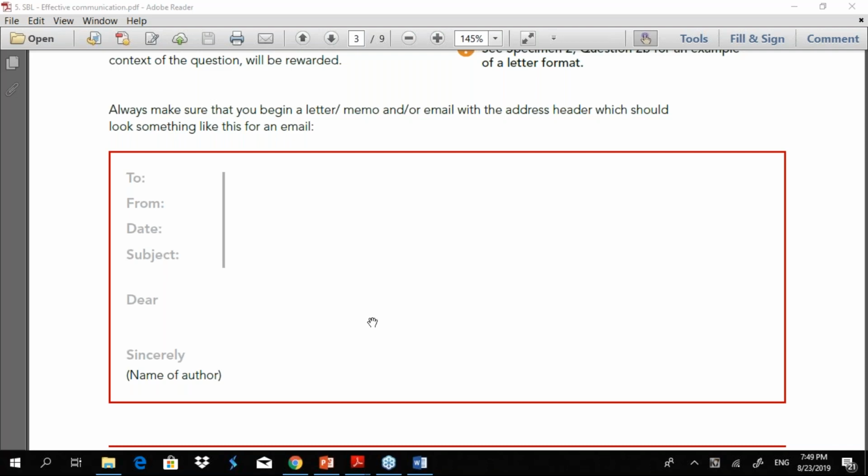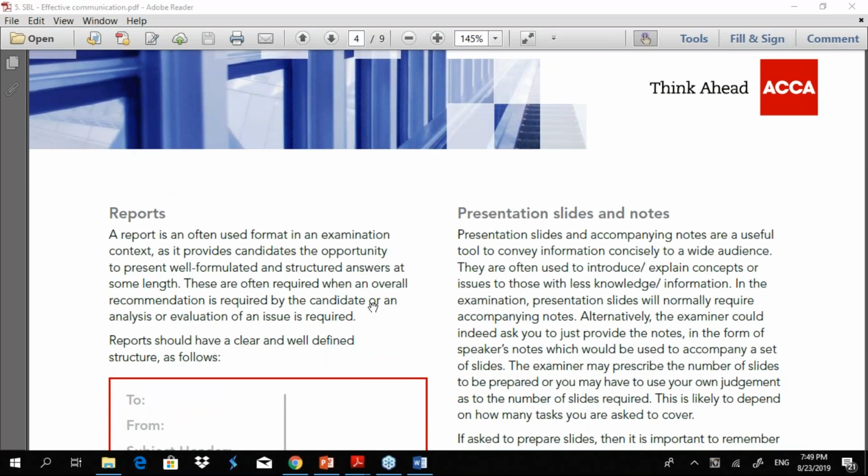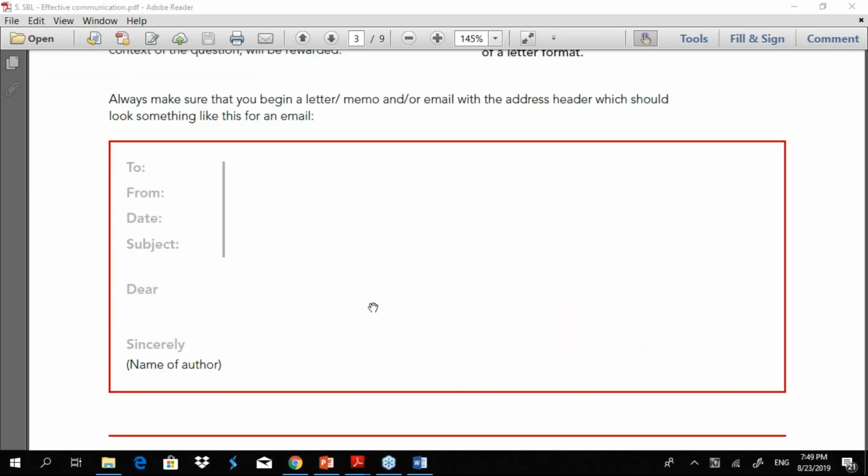Of course, you must have an introductory paragraph. Remember that. For a memo also, you must have a 2 to 3 line introductory paragraph. That's important. These formats are very important, and professional skills marks will relate to this as well.